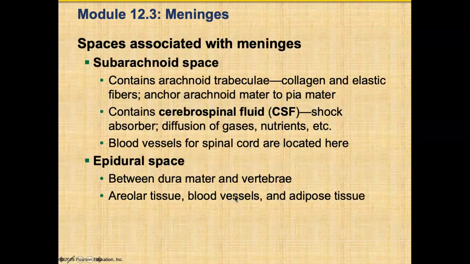So there's some spaces associated with these meninges. First of all, the subarachnoid space between the arachnoid and the pia mater contains fibers. It's called the arachnoid trabeculae. You may recall that term from the bone chapter. And these fibers are collagen and elastic, and they're going to anchor. And the subarachnoid space also contains cerebral spinal fluid.